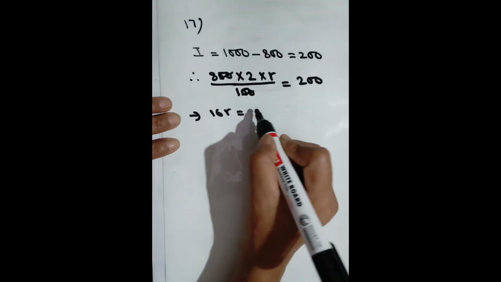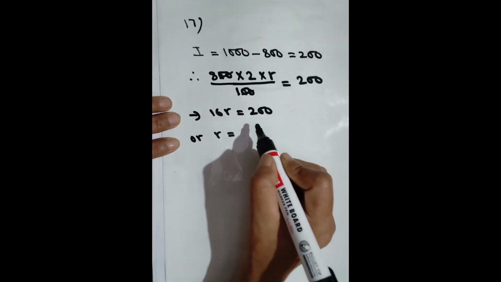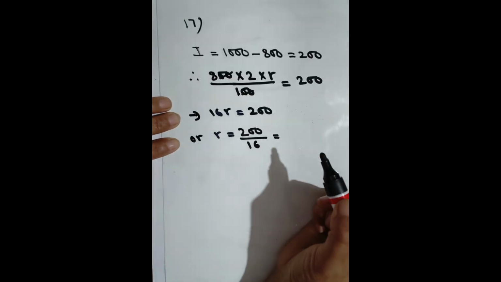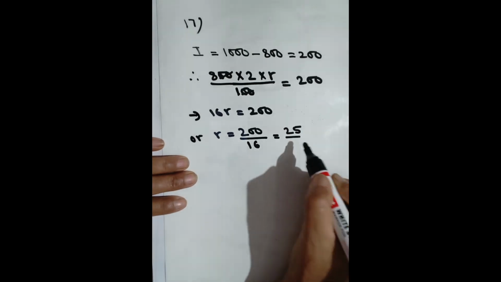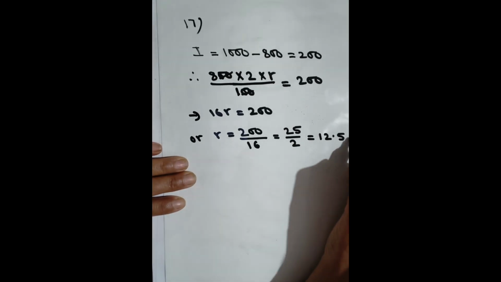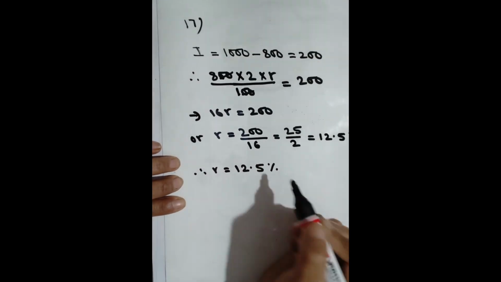If you solve this, we get 16R equals 200. That means rate is equal to 200 divided by 16. If you solve this, you will get how much? 25 by 2. That means 12.5% is your answer. That means rate is equal to 12.5 per year.